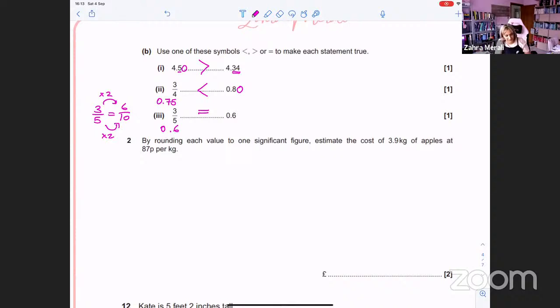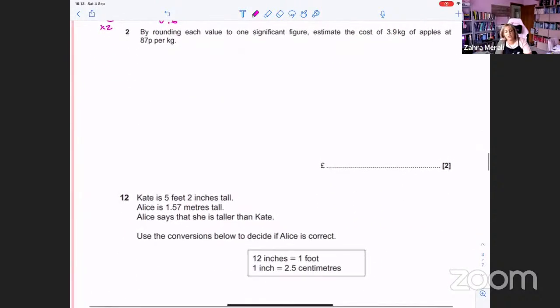Right. Now we're going to round some things. By rounding each value to one significant figure, estimate the cost of 3.9 kilograms of apples at 87p per kilogram. Okay, so we want to round them. So we've got 3.9, so we just want to make that one number. So we're going to make that 4 kilograms. And instead of 87p, we're going to make that 90p, because that's the nearest whole number it's closest to.